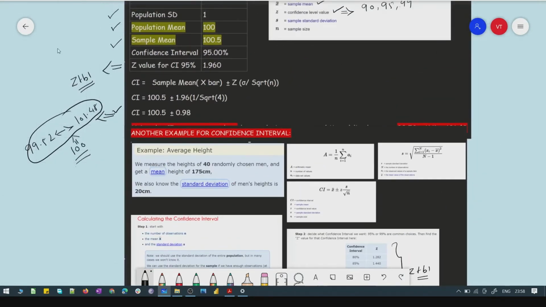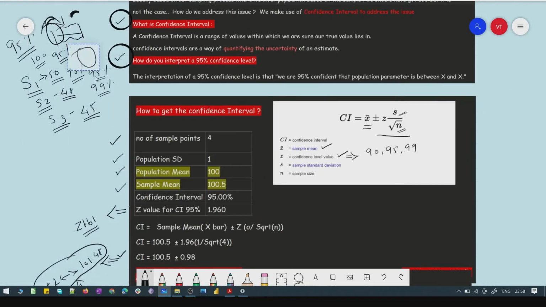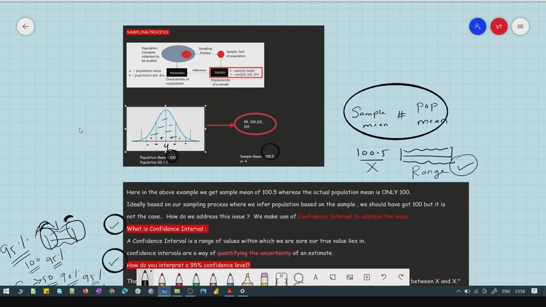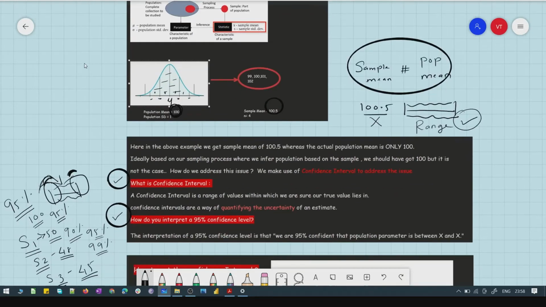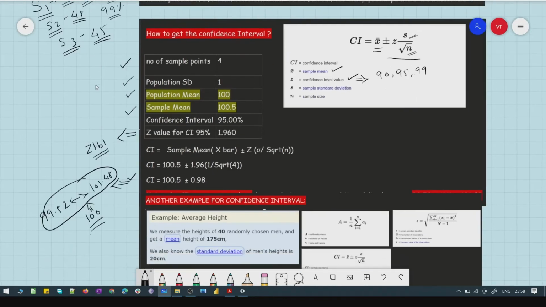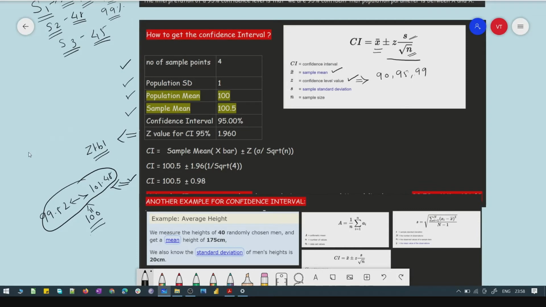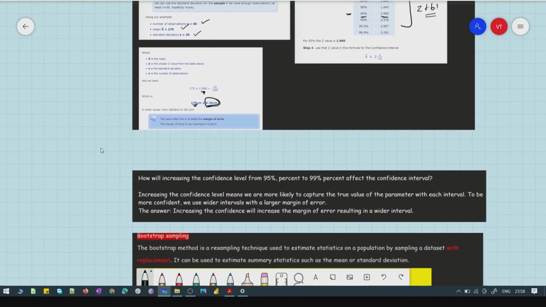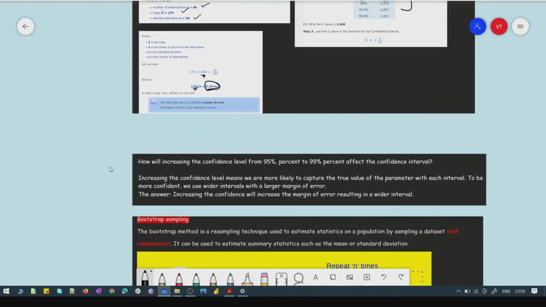So basically what we have done here is we have discussed what confidence level is, and then what confidence interval is. Before that we discussed a few things with regard to the sampling process. Then we looked into two different examples, one with 4 data points, and the next one wherein we use the data pertaining to height and determine the confidence interval. Now this is an important interview question, which you can expect.